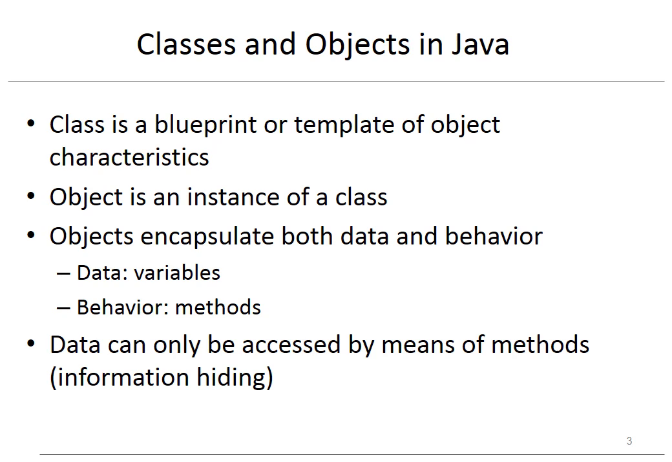Objects are characterized by both data and behavior. The data is represented by means of variables. In our instructor example, you can think about name, address, birth date as examples of variables. The behavior is represented by means of methods.